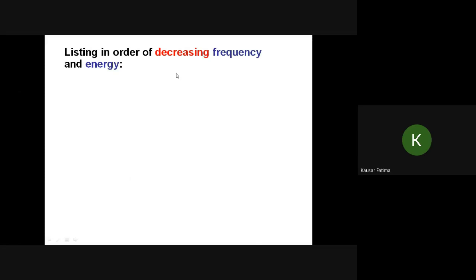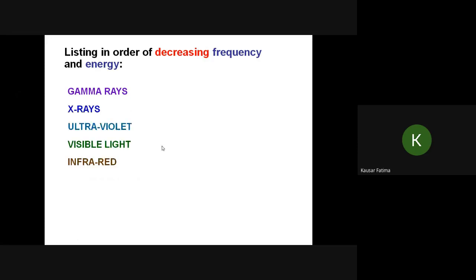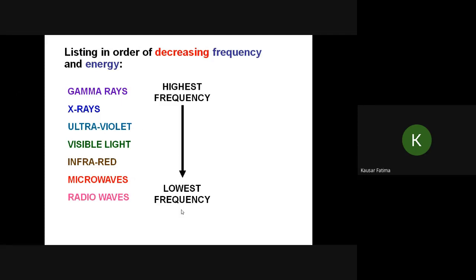Listing in order of decreasing frequency and energy, let's have a look. Gamma rays, since they have the shortest wavelength, have the highest frequency. Then we have X-rays, ultraviolet, visible, infrared, microwaves, and radio waves, from highest frequency to lowest frequency. The one which has more frequency carries more energy, so the greatest energy is possessed by gamma rays and the least energy by radio waves because they have the lowest frequency.